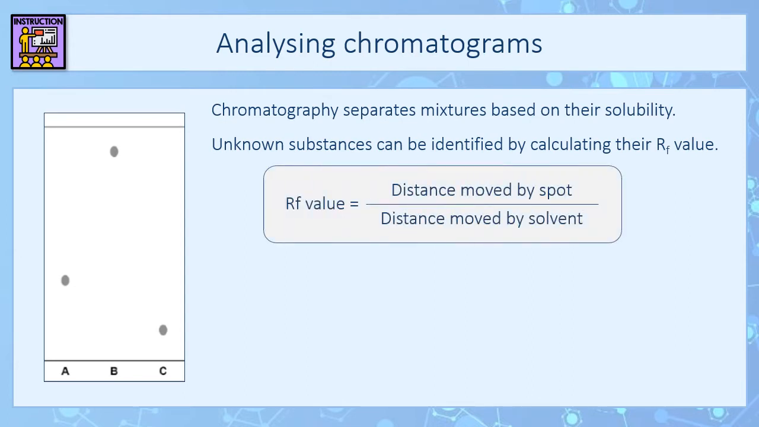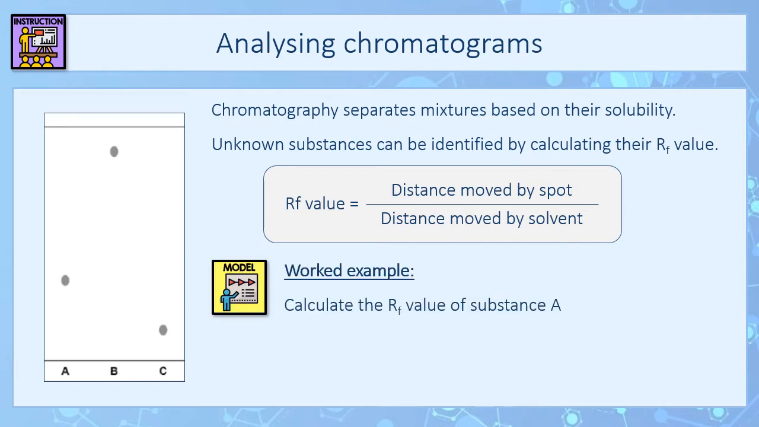We can use a formula to calculate that RF value, and you can see it up here on the screen. So the RF value is equal to the distance moved by the spot divided by the distance moved by the solvent. I'm going to take you through a worked example for this one because sometimes it's a little bit tricky to see this on the diagram.